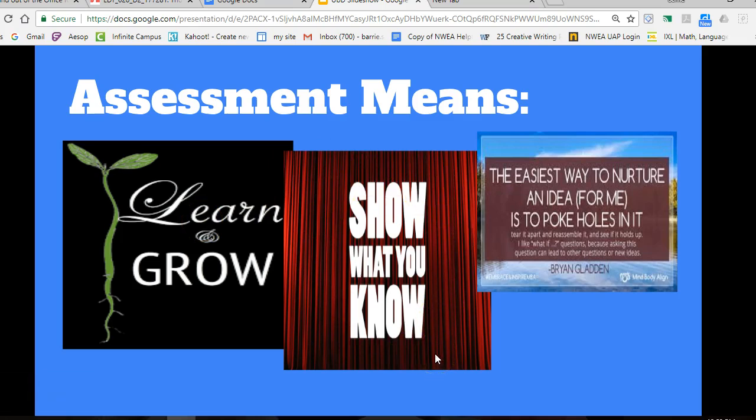Assessment will be a time where hopefully we learn and grow, where it means to show what you know in a final product that you can be proud of and have assessed yourself enough on to care about it, and then to be able to poke holes in your ideas and not be ashamed of it.